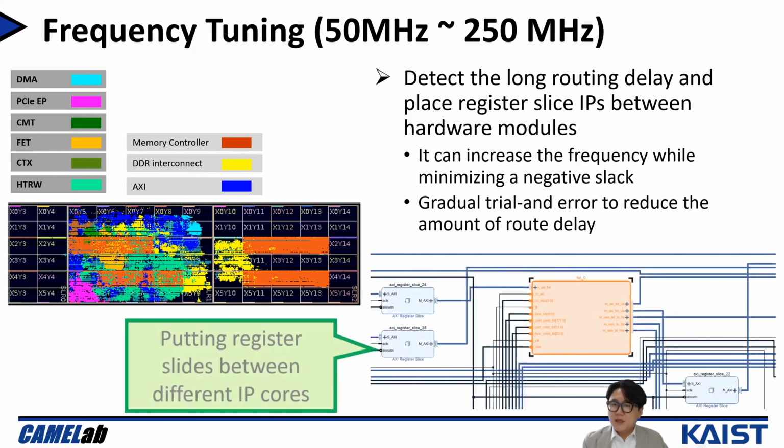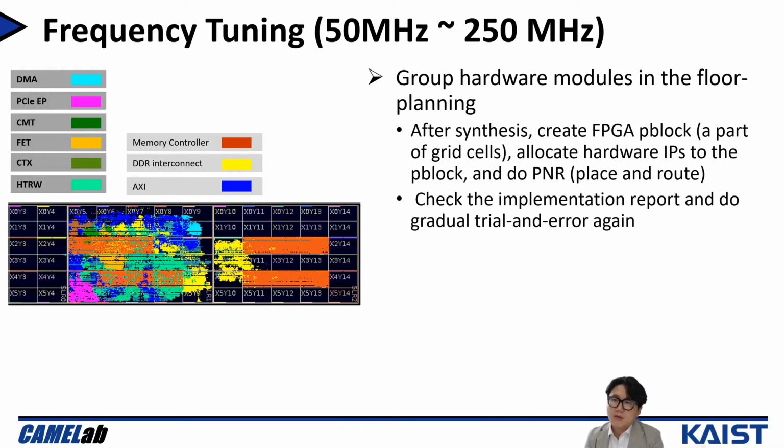Let's consider FAT as an example. We place multiple register slices to remove the input and output delays. So it looks simple, but this process cannot be done in just a single-shot synthesis. Specifically, we require checking the negative slack and performing this tuning for all logic in a gradual trial and error fashion.